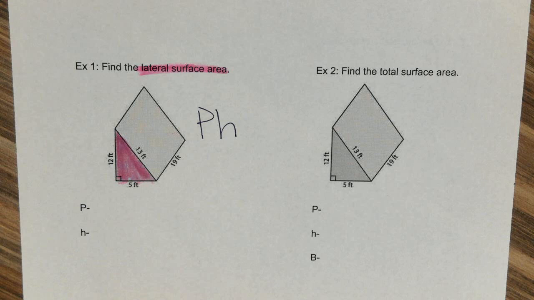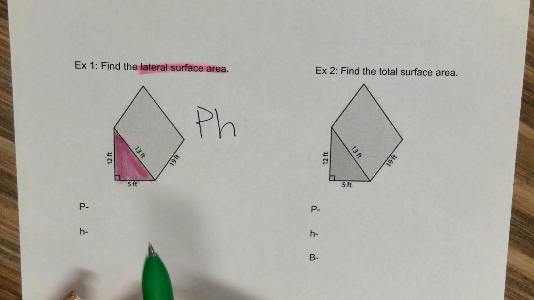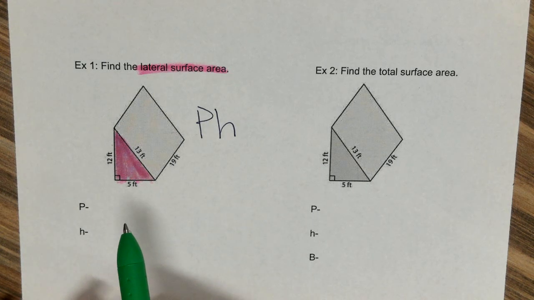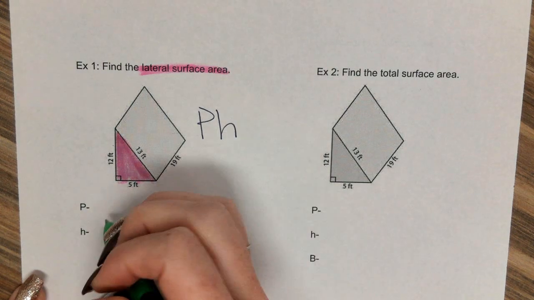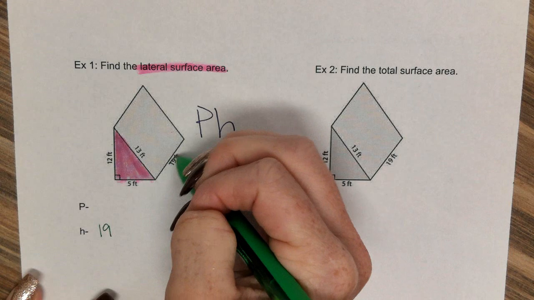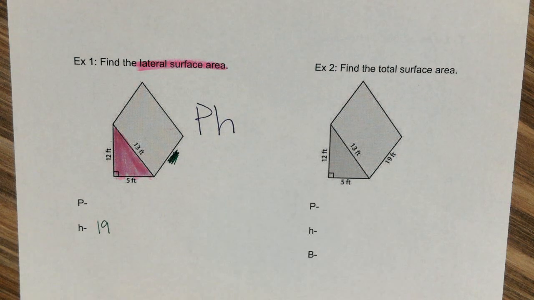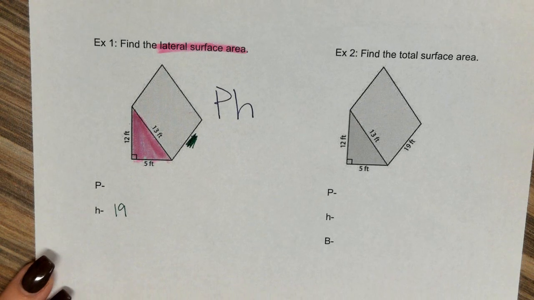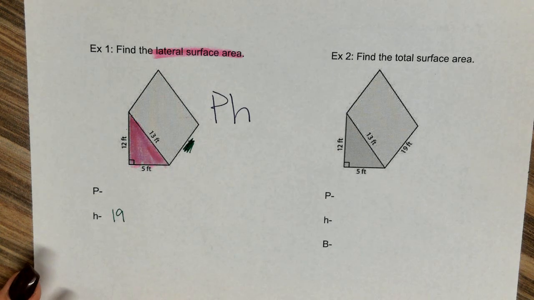What is the next thing I told you to do? Identify the height. Now guys, again, the height today is the one that is not part of the triangle. It's the one coming off of it. Write it down and then do what with it? Cross it out so that you can't see it, because you will never use it again. That is the height of the prism, not the height of the triangle. The height of the prism.